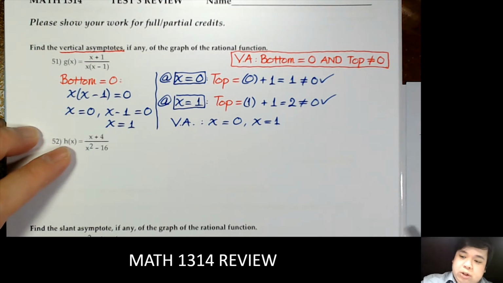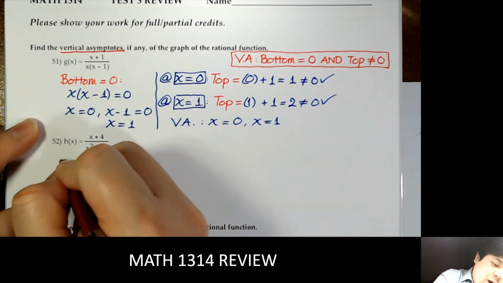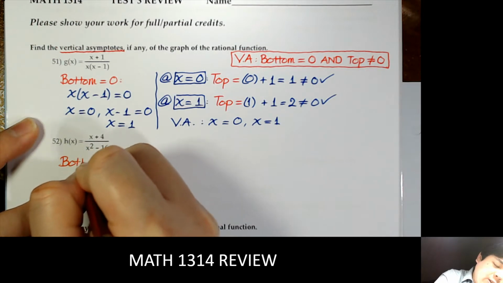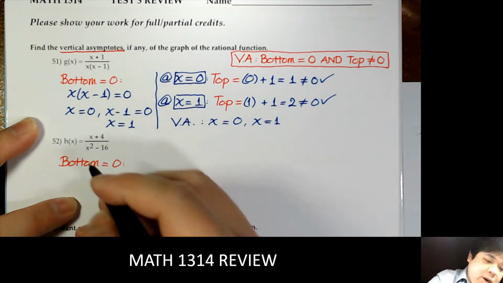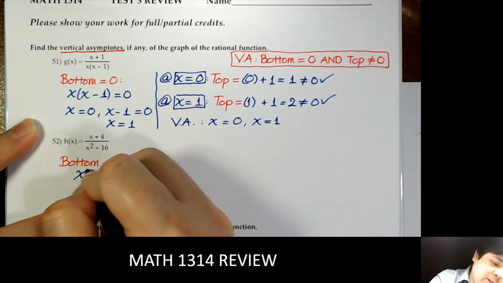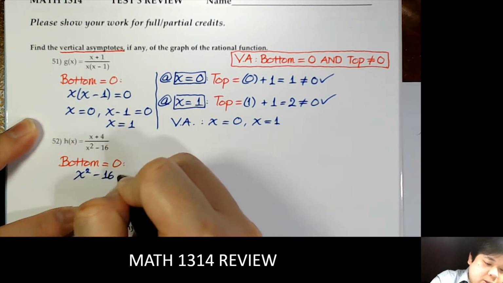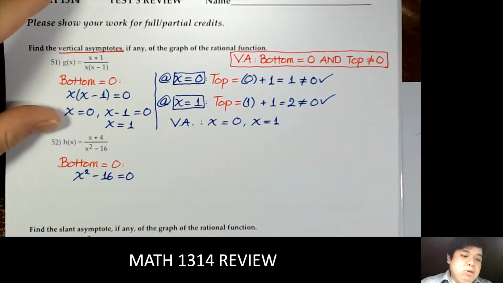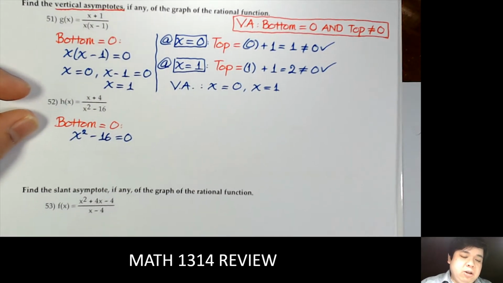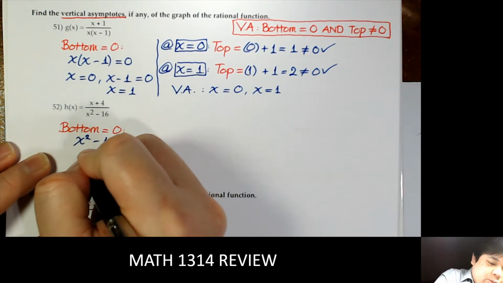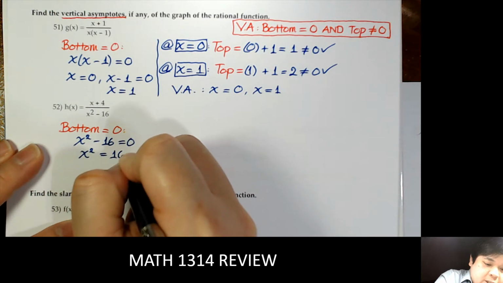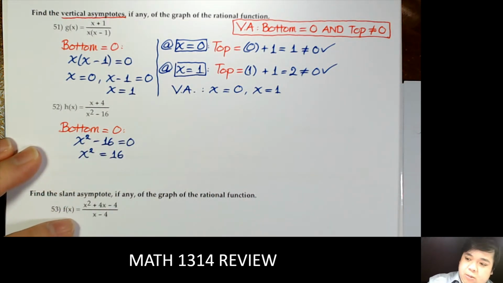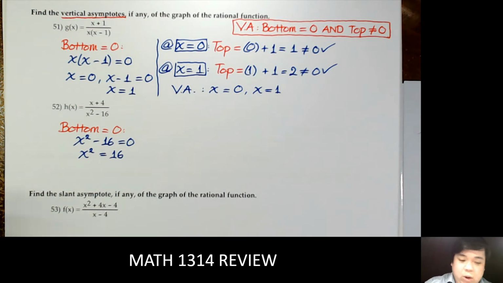Next, we do the same thing. We let the bottom equal to 0, or the denominator equal to 0. We have x squared minus 16 equal to 0. Now just move the 16 to the other side. So add 16 on both sides. We have x squared equals 16. And then take the square root on both sides. Make sure that when we do that, there's a plus or minus.